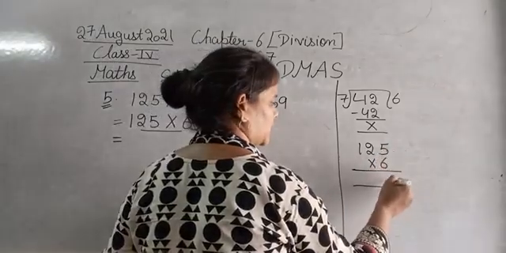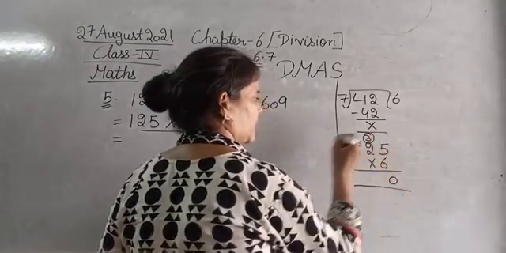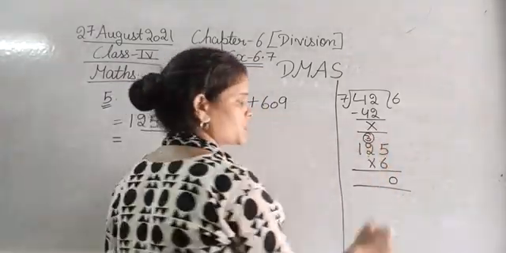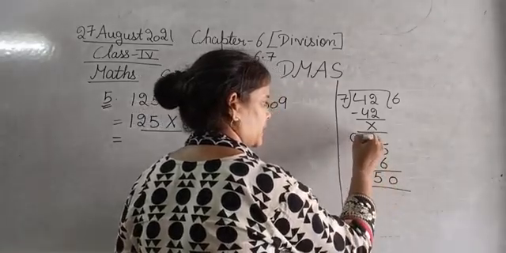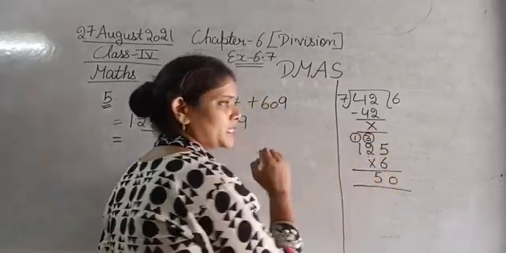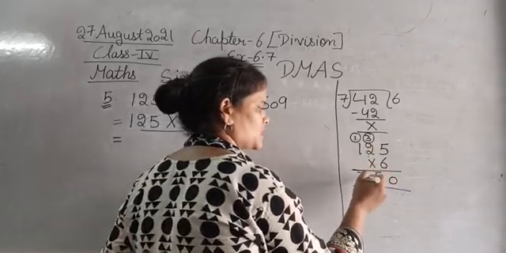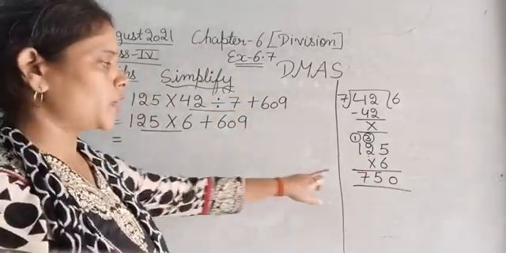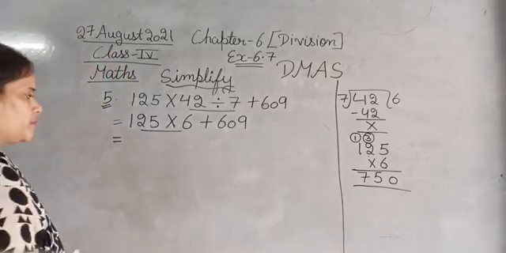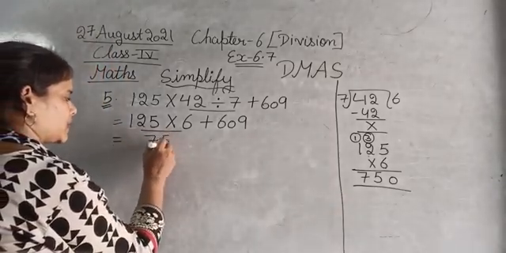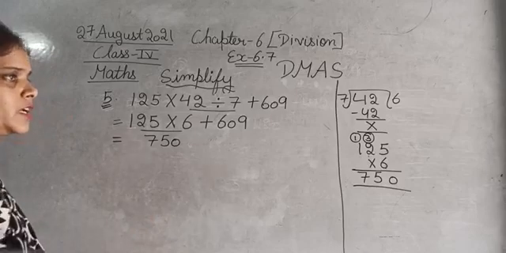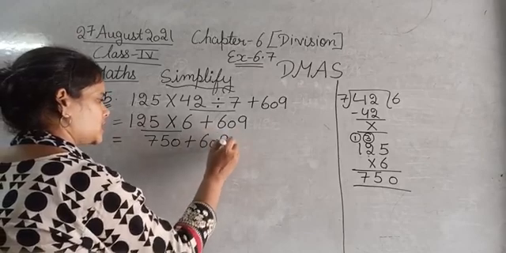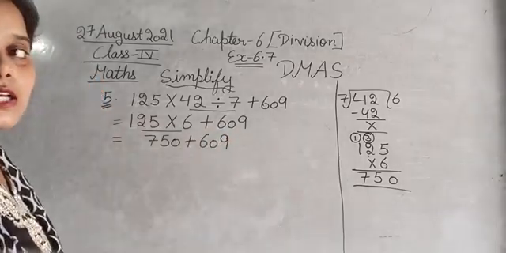Okay, so let's multiply. 6 5s are 30, 0, 3 will be carried above. 6 2s are 12, 12 plus 3, 15, 5, 1 will be carried above. 6 1s are 6 plus 1, this is 7. The number after multiplying 125 with 6, we got 750. 125 into 6 multiply, we got 750. Now plus 609.